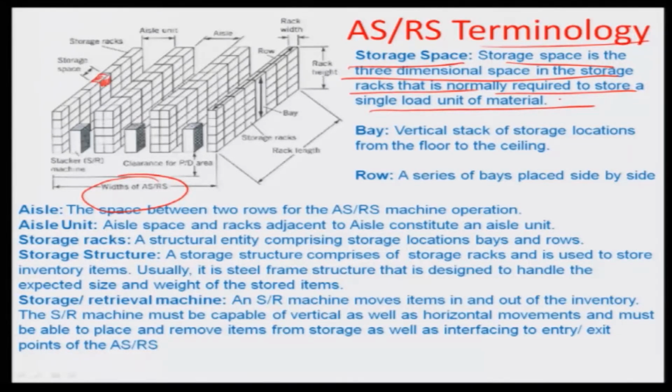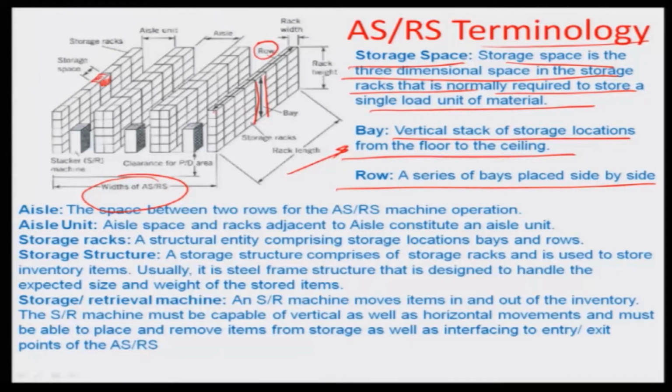There is also a bay. So, the bay is somewhere in between here, a vertical stack of storage locations from the floor to the ceiling, okay. And obviously there is a row, a series of bays placed side by side. So, you can have different rows for one series of bays as can be looked into here, and then another row, these are all horizontally placed series of bays as rows.